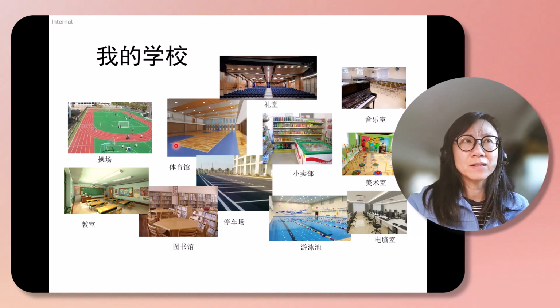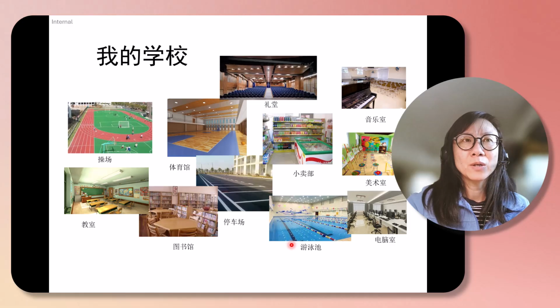And what about this? 体育馆. And what about this? 图书馆. And what about this one? 礼堂. And what about this one? 小卖部. And this one? 停车场.